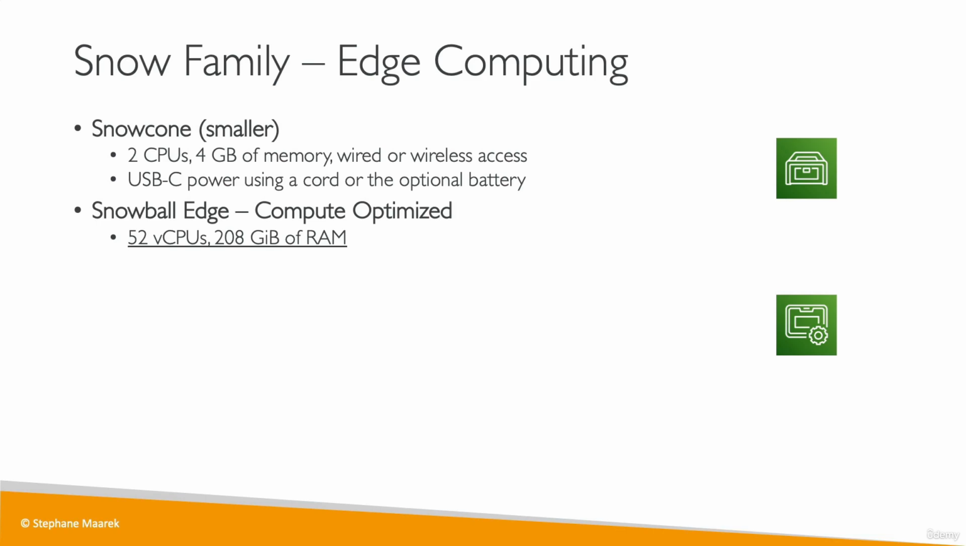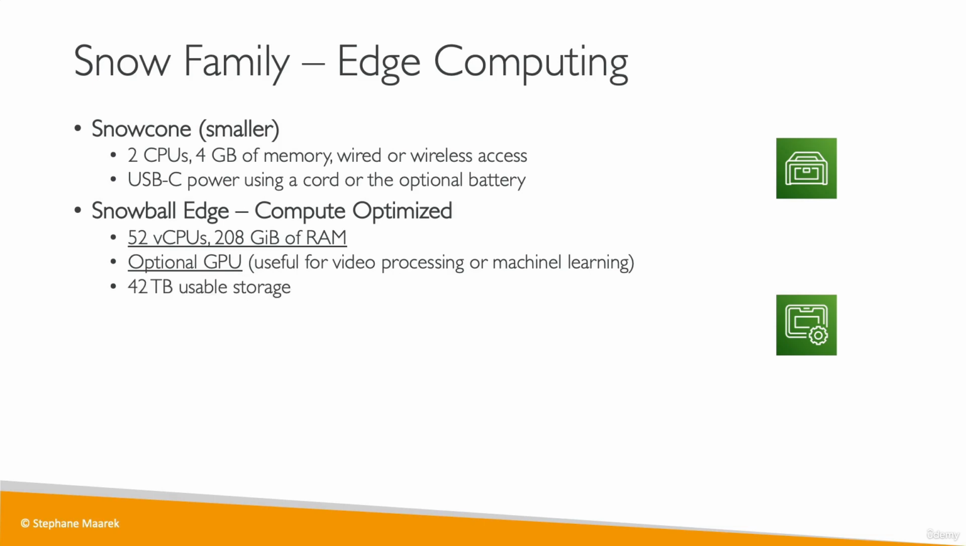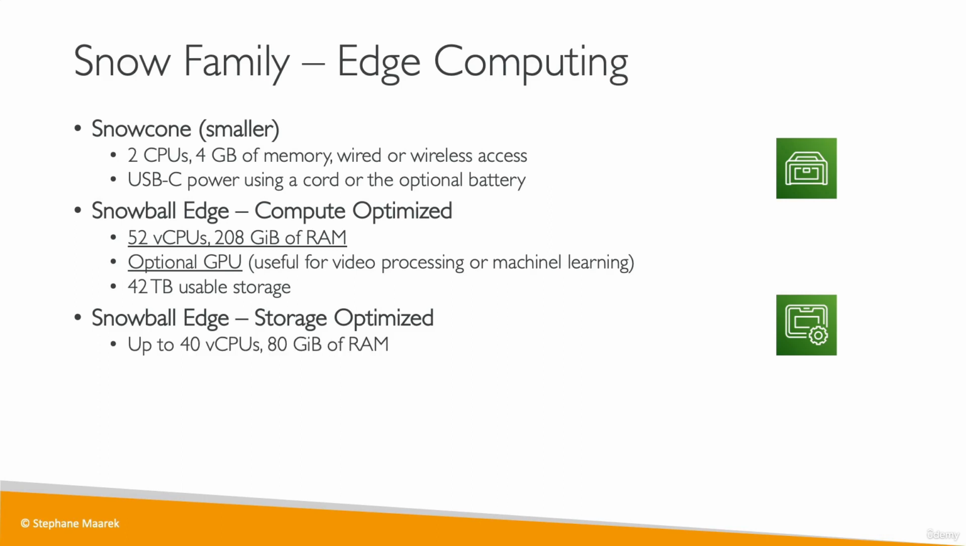So the compute optimized one has 52 vCPUs, 200 gigabytes of RAM, and an optional GPU if you wanted to do video processing or machine learning. We have 42 terabytes of usable storage. And for the Snowball Edge that is storage optimized, we have 40 CPUs, so less, and 80 gigabytes of RAM, so again, less RAM as well. We have object storage clustering available for the storage.